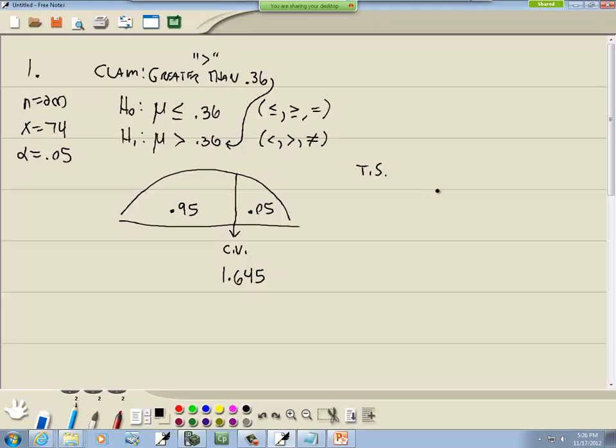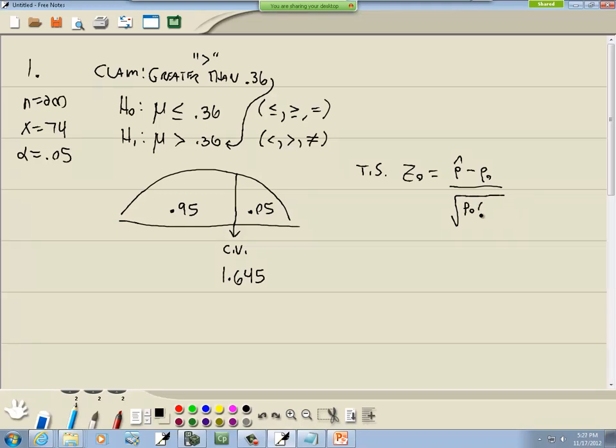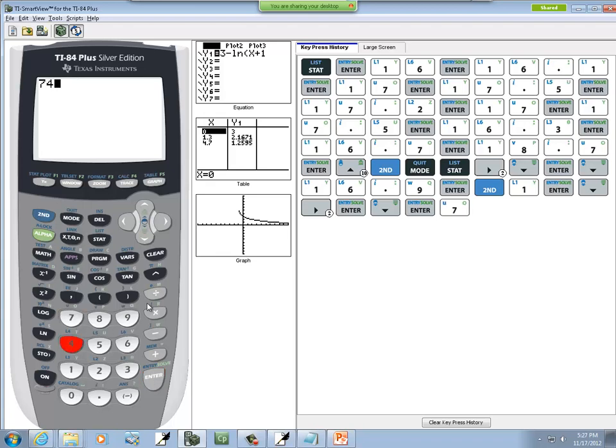The test statistic is given by this formula: Z naught is equal to p hat minus p naught, over the square root of p naught times 1 minus p naught, divided by n. Now p hat is equal to x over n. X was 74, n is 200. So 74 divided by 200 would give us 0.37.